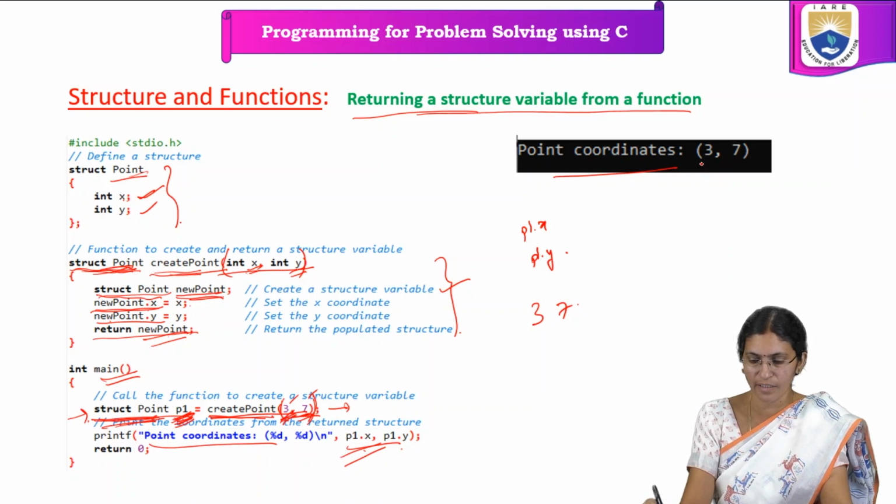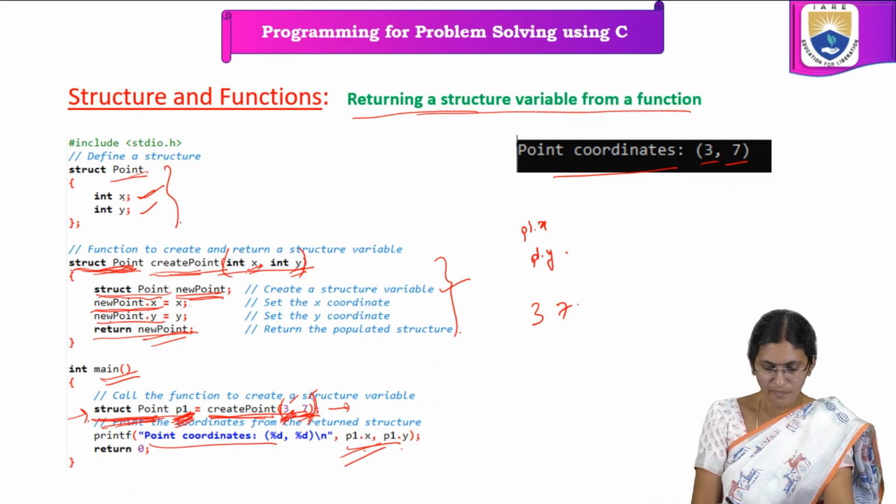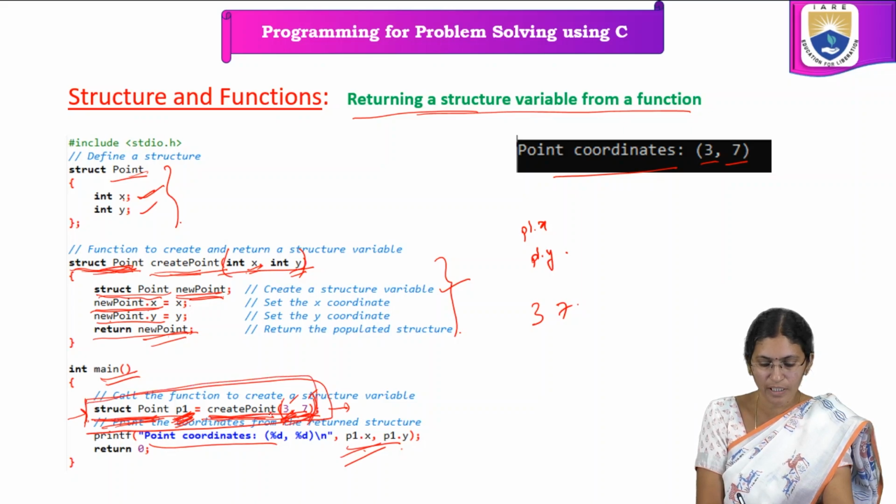Point coordinates are 3 and 7. So x and y coordinates are printed. This is how we can call the function: create point, we are passing two arguments. In order to receive these two arguments, we have specified the data type. In the function definition, we specify the data type and the variable name.